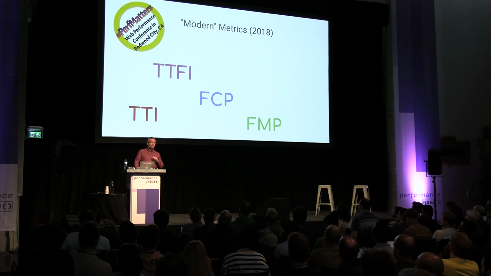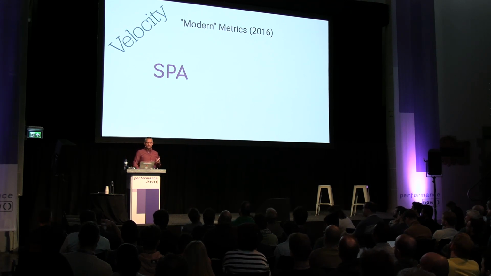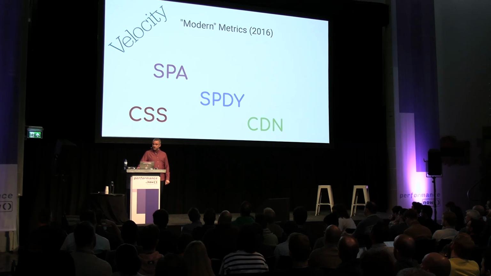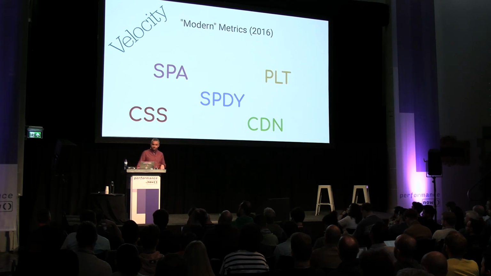I don't know if anybody remembers the first meaningful paint, long tasks, stuff like that. A lot of acronyms. Jumping back a few more years, to the last Velocity that I went to here in Amsterdam in 2016, we were talking about measuring single page apps, SPAs, how you'd measure the performance of CSS, SPDY, which is an acronym I love, it just sounds great, rolls off the tongue, and how CDNs can affect your performance, how you can use CDNs to improve it. And to this day we still measure page load time, PLT. It's a metric that's been with us for a very long time.